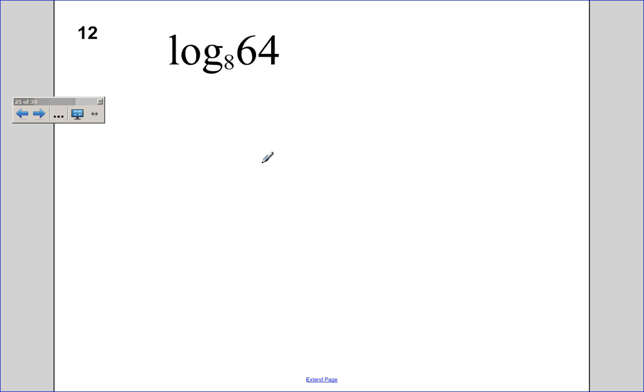Log base 8 of 64. 8 to which power is equal to 64? Well, 8 times 8 already gets us to 64, so there's only 2 of them, so that's our answer.